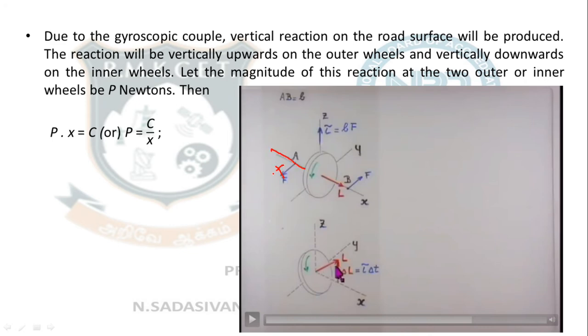Width of the car is x. Now the reaction force into x is equal to the gyroscopic couple, which is trying to roll the car. Force into perpendicular distance. Okay. Perpendicular distance here is distance between the wheels.